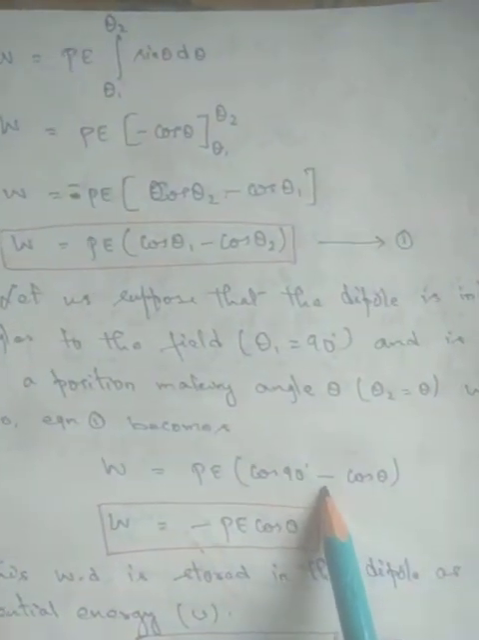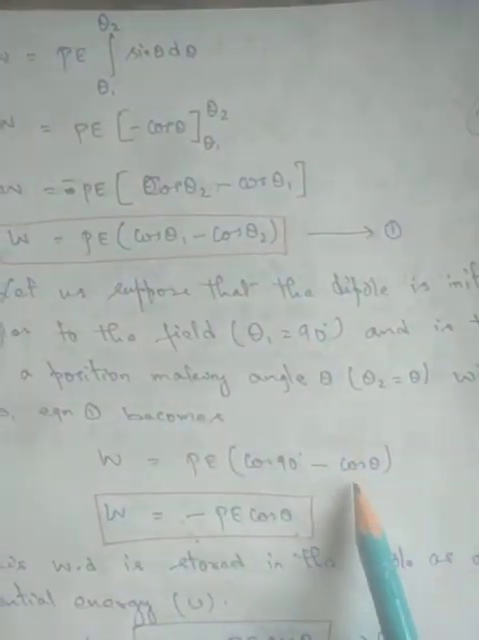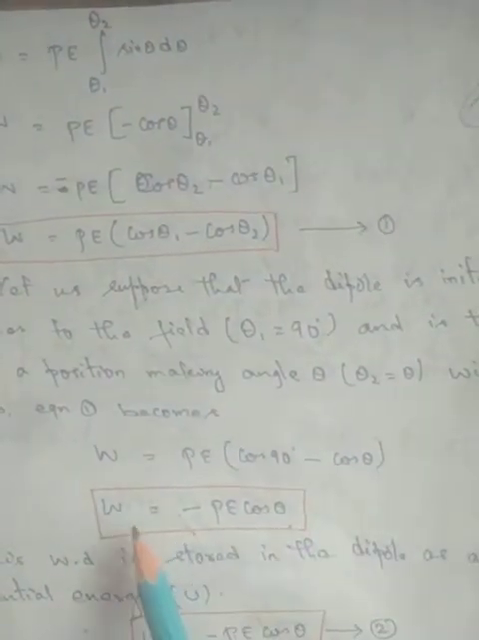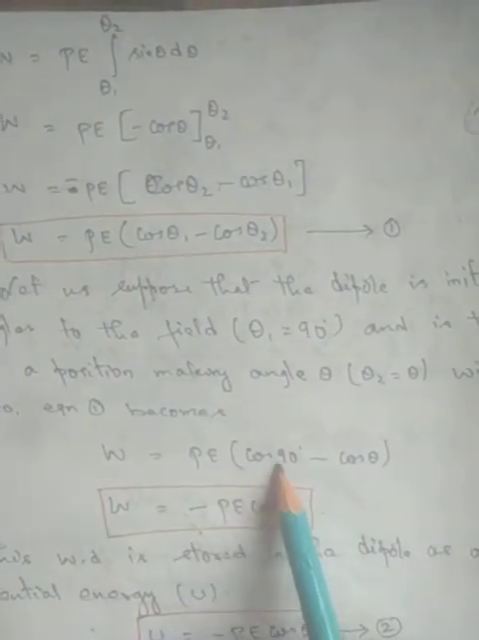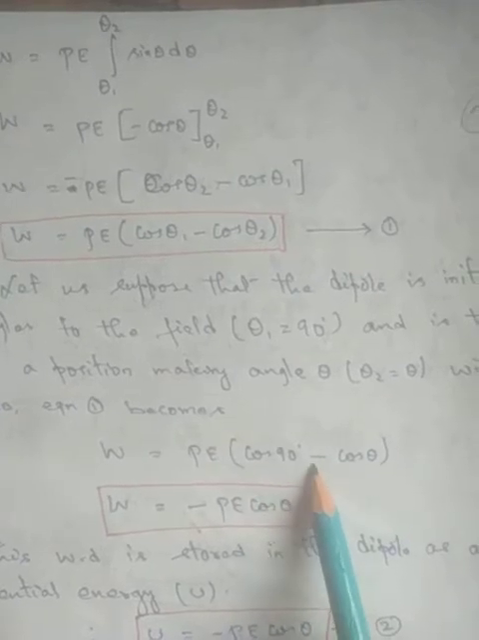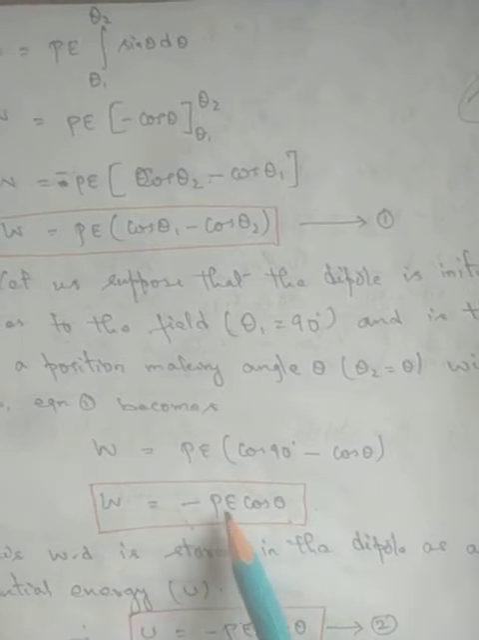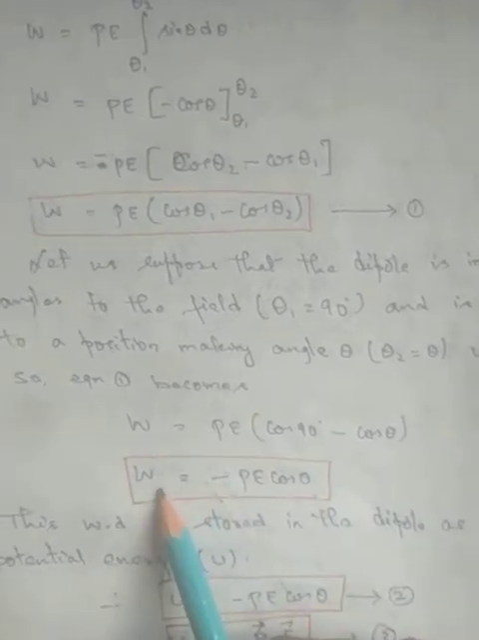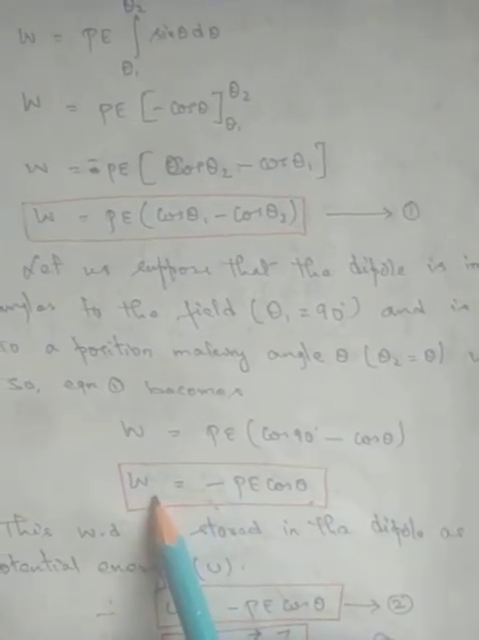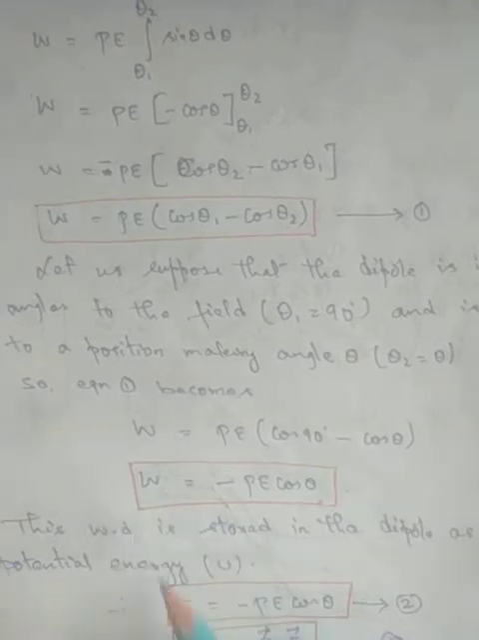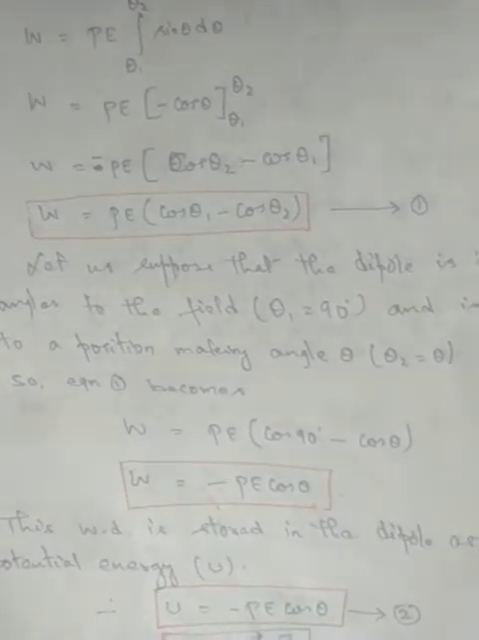Instead of cos theta 1 I'll write cos 90, and then minus, instead of cos theta 2 I'll write cos theta. So W is equal to, we know cos 90 is 0, so we'll have only minus cos theta. So that minus I'll write in front like this, so we'll get PE cos theta. So this is actually the work done to rotate the dipole from a position 90 degrees to a position theta.